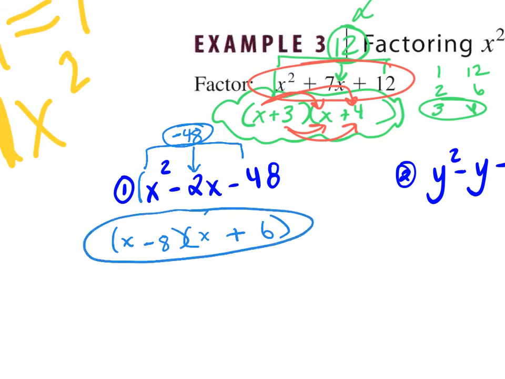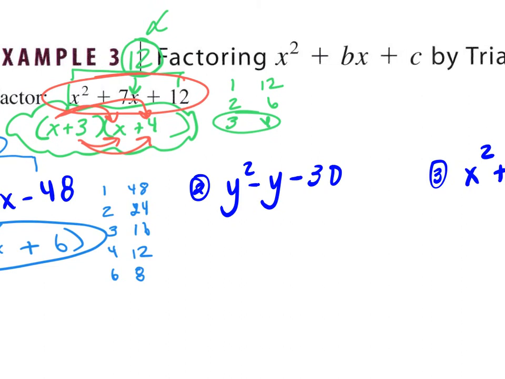If you don't know that, you need to write out 1 and 48, 2 and 24, 3 and 16, 4 and 12, 6 and 8. Write the factors out and see what's going to give me the result that I need. I need a negative 2. Can I somehow get a 2 from 8 and 6? Yes. Questions? Again, you can check by going back and foiling.